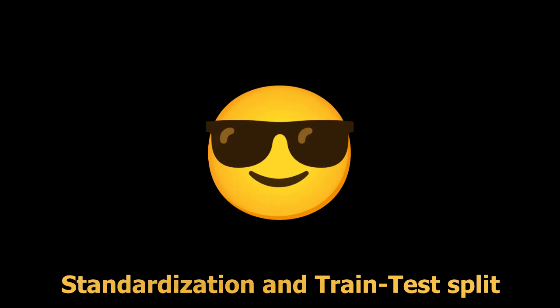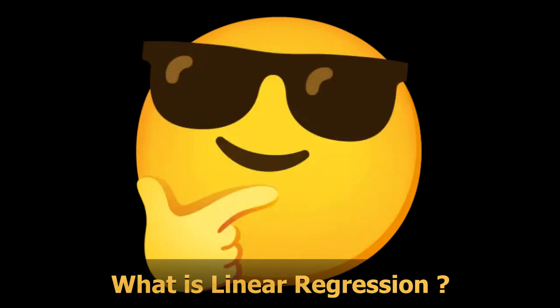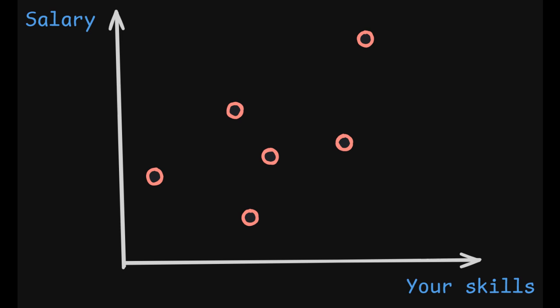So coming to the project, I will be doing linear regression on a data set by using gradient descent. So before we start coding, let me give you a quick overview of what linear regression is. Suppose you have a data like this. On the x-axis you have your skills, and on the y-axis you have salary. So the data is distributed as follows.